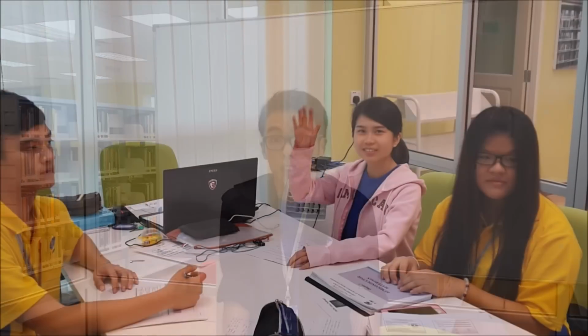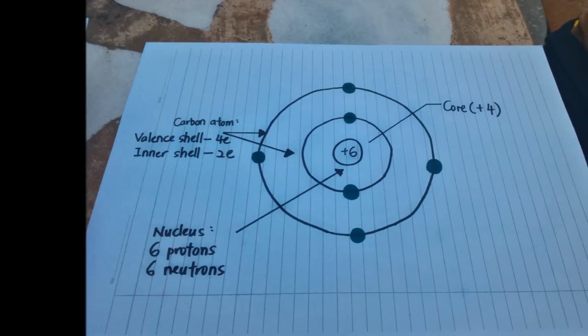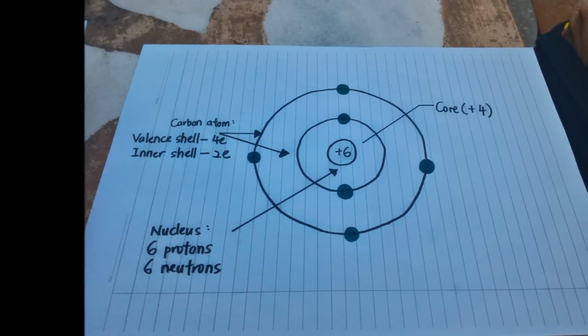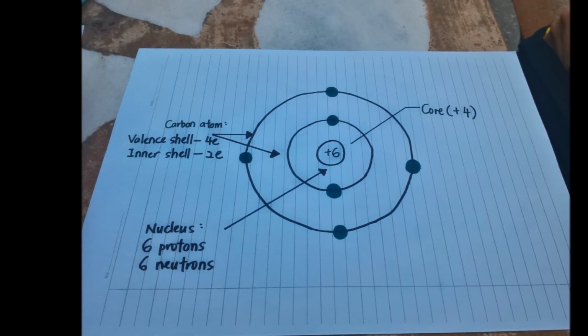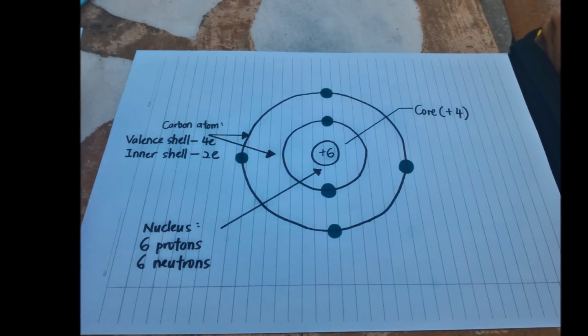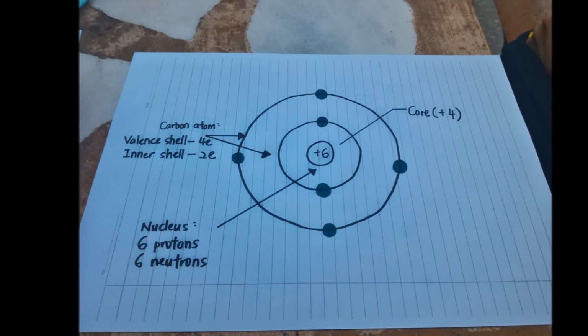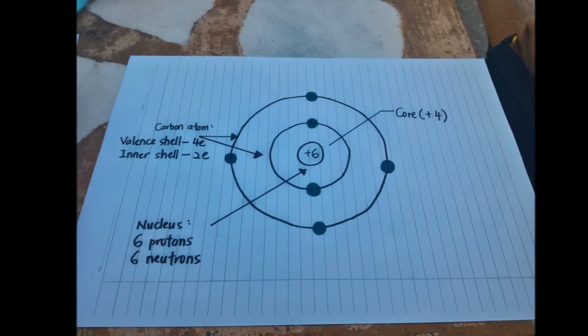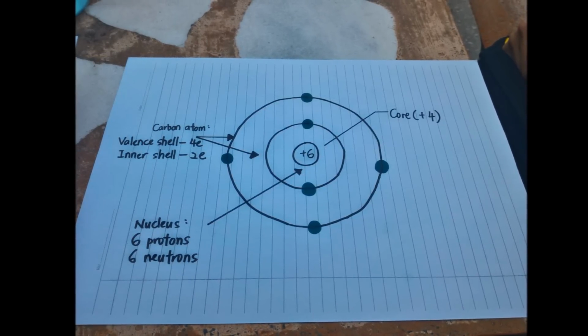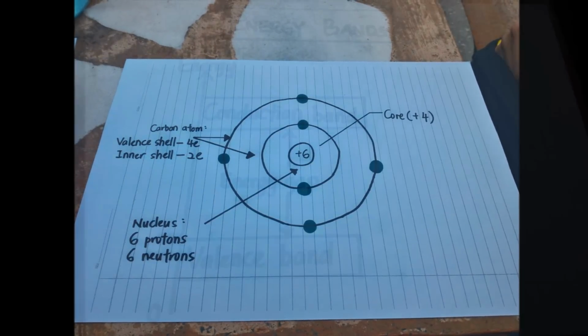Can anyone explain to me again about the first one, atomic structure? Sir, I can answer. An atom can be represented by the valence shell and a core. A core consists of all the inner shells and the nucleus. Let's take a carbon atom as an example. The valence shell consists of 4 electrons, while the inner shell consists of 2 electrons.